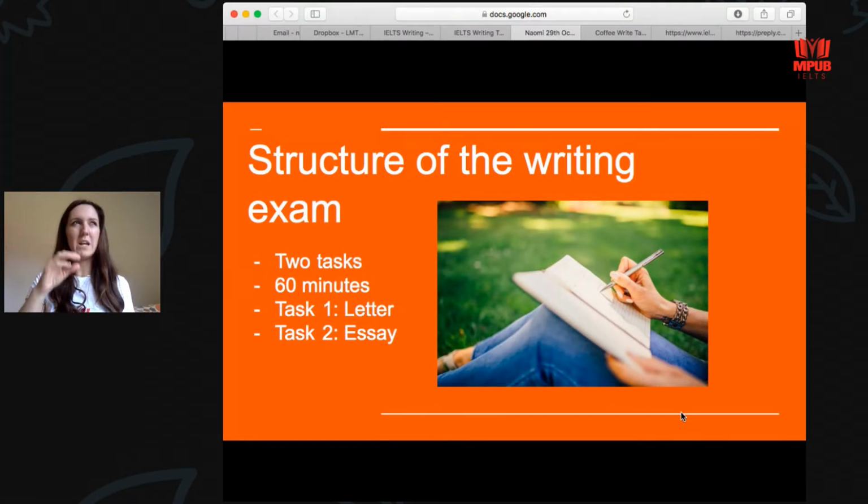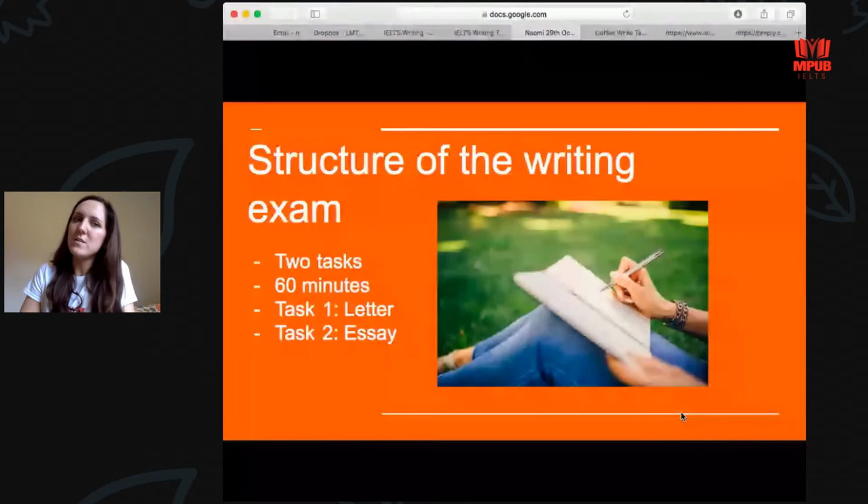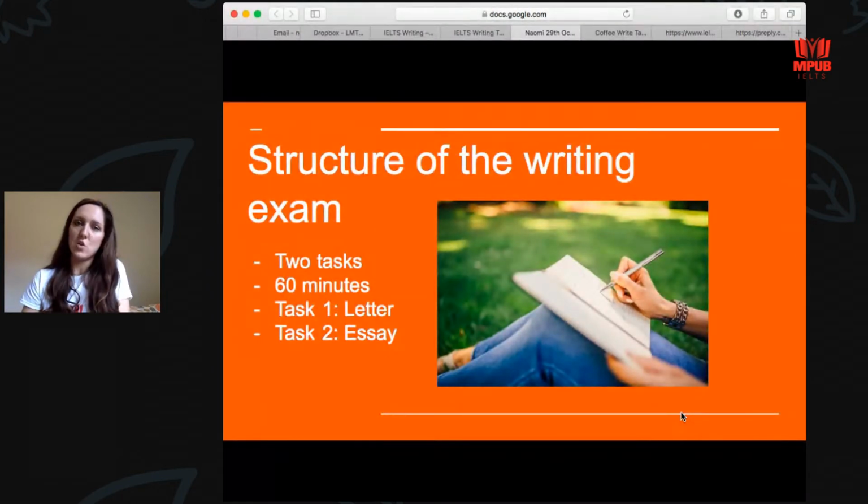And you could be given this kind of context, anything from a social context to work, everyday scenarios, such as writing to a landlord or writing to an educational institution, these kind of contexts. So it's kind of like writing an email. The style depends on who you're talking to, right?